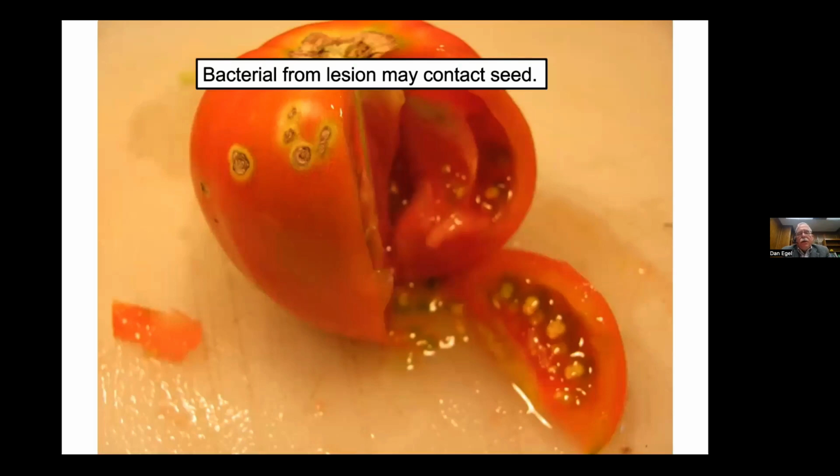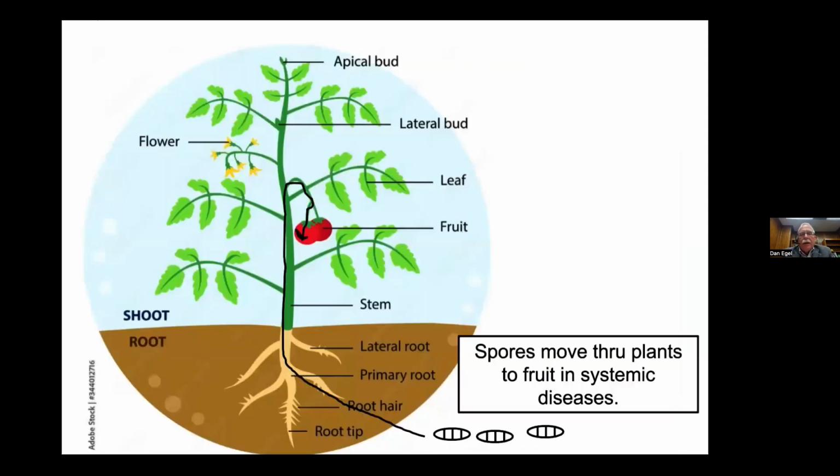So in this photo, you can imagine you split open this tomato and it's got lesions on the outside. This is actually bacterial canker, and it's easy to imagine that the bacteria would splash right from the lesion there to the tomato. This is a little bit of a trick question, because actually bacterial canker can be inside the seed or outside the seed.